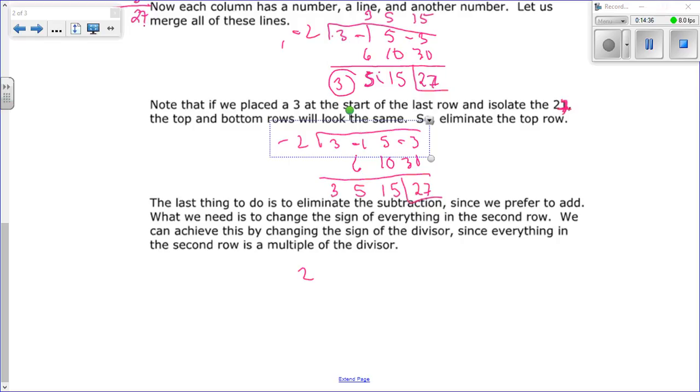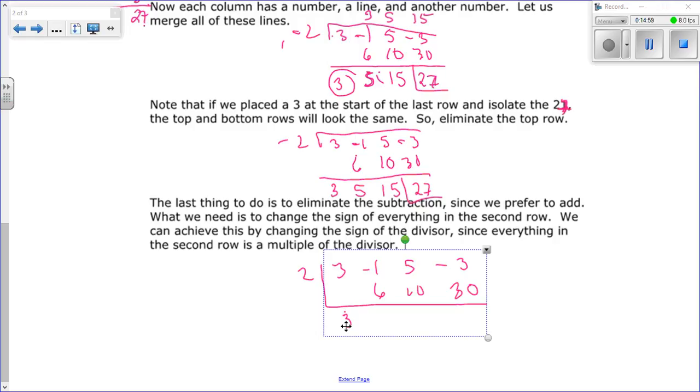And at this point, I'm also going to change the division bar, like the house, to go upside down. And I have 3, negative 1, 5, and negative 3. Then I have my 6, my 10, my 30, and then I have my 3, my 5, my 15, and here's my 27.